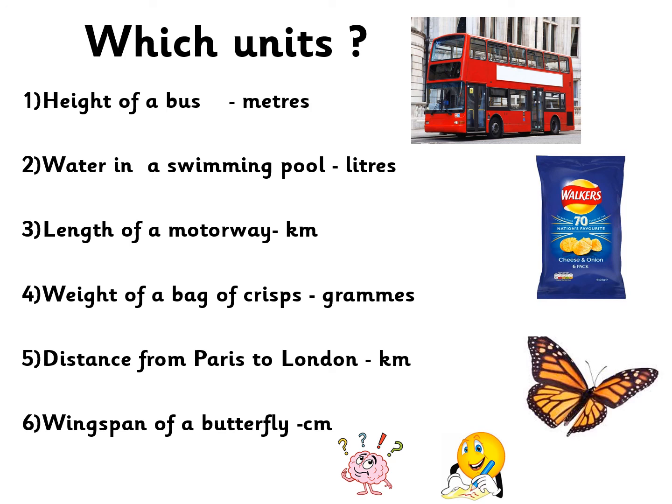How did you do? Quite tricky, wasn't it? So, the height of a bus would usually be measured in metres. You would measure the water in a swimming pool using litres. The length of a motorway is often described in kilometres. The weight of a bag of crisps is usually grams. And of course, the distance from Paris to London is very far, so that would be kilometres. The wingspan of a butterfly is fairly small, so we would use centimetres.